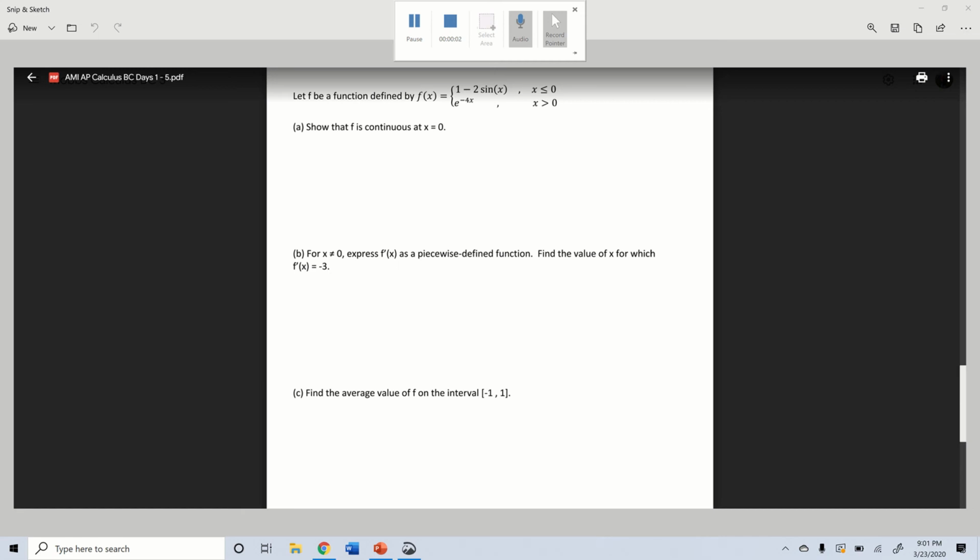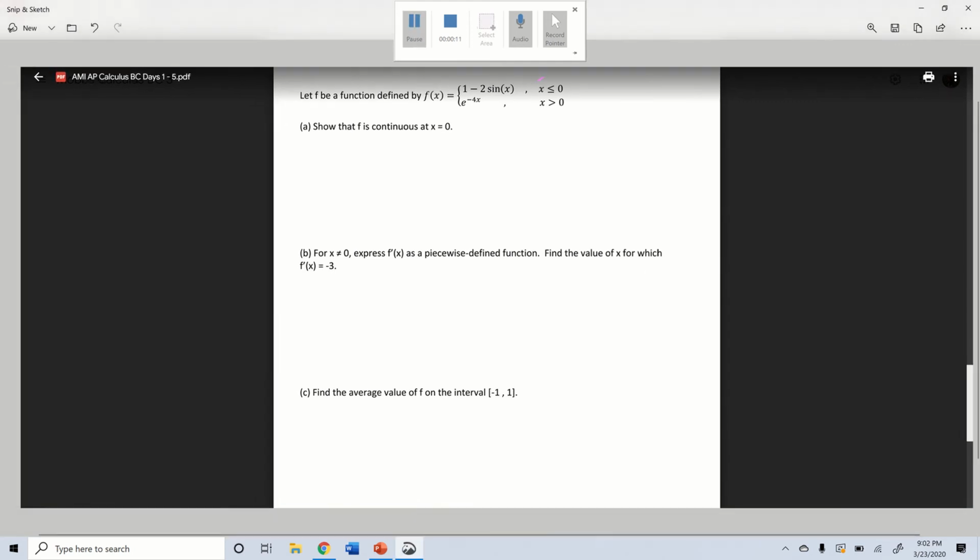All right, so this is AMI day 4. We are trying to show that f is continuous. With a piecewise function, remember that this is where any issue would happen, and that's the place they're wanting us to show it's continuous at.